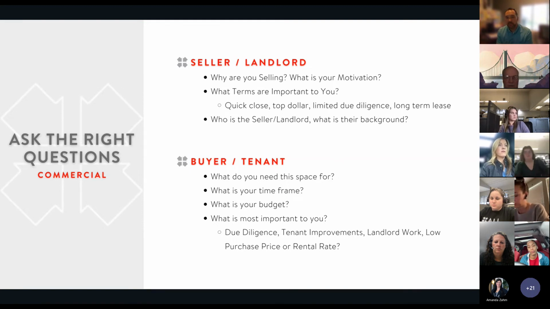Terms can also be a huge factor for us on the commercial side of things. Money is always important. However, the amount of due diligence items or time frame to close, things of that nature, can be just as important in some cases, especially if they have some sort of timeline on the back end, whether they're relocating, or they really need to close on this building in a certain amount of time to fund their next deal or whatever the case may be. So it's really important to try to understand what's going on on the seller side.